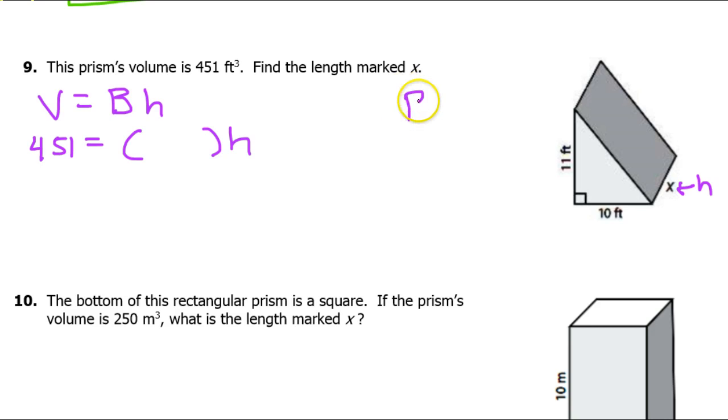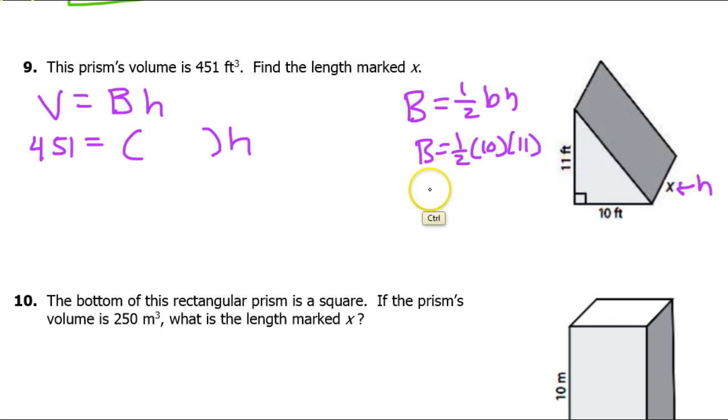Well, let's calculate this off to the side. The area of the base, well, we have a triangle, so that's 1/2 base times height. So that's going to be 1/2 times 10 times 11, the base and height of the triangle. Half of 10 is 5, and 5 times 11 is 55. So B is 55, so that's going to go in right there.